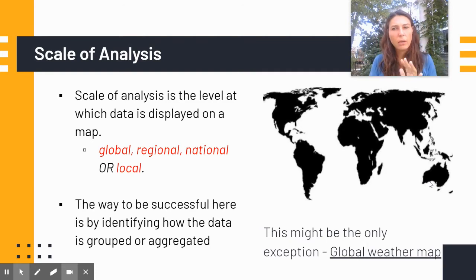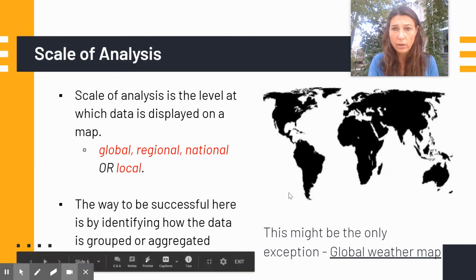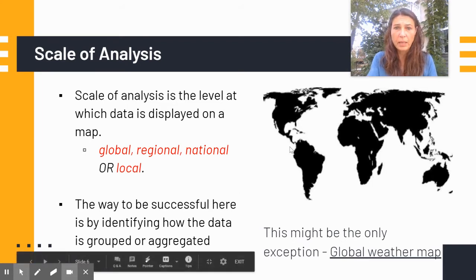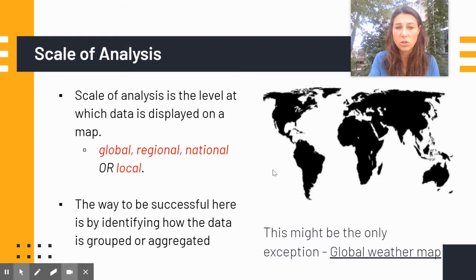But in reality, you're actually not going to see too many maps that have the scale of analysis as global, because then the data would look like this. The data wouldn't be aggregated. It would just be like one big black map, because that's what scale of analysis is. And so the way to be successful when you're being asked to consider scale of analysis is to consider how the information or how the data is being grouped. That's the key to understanding.